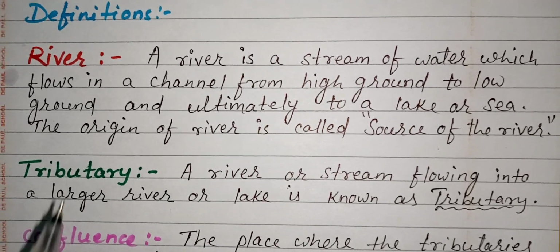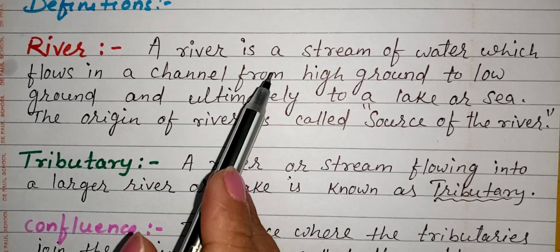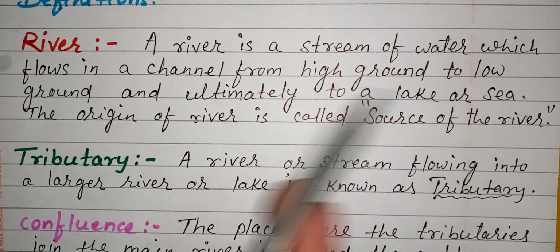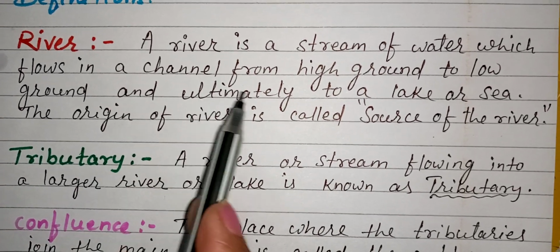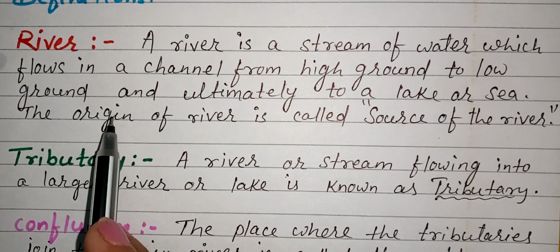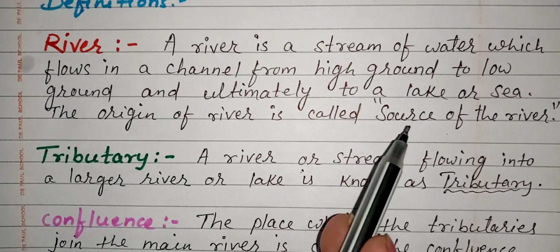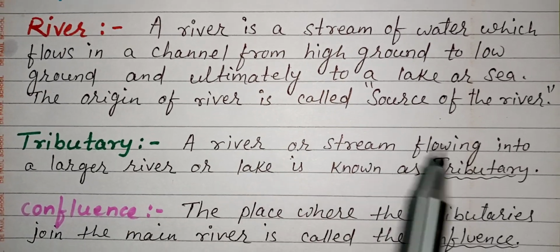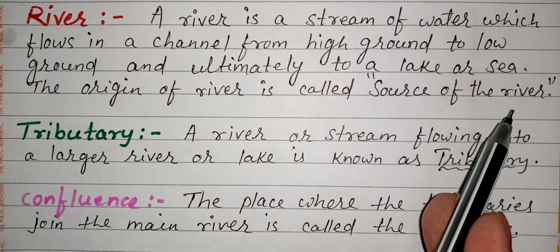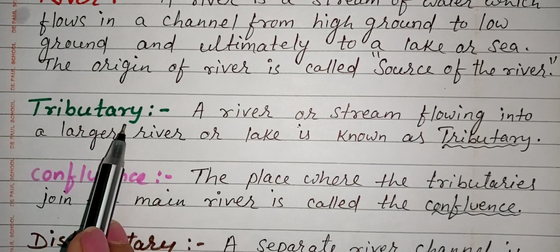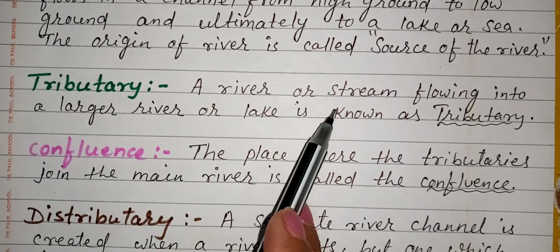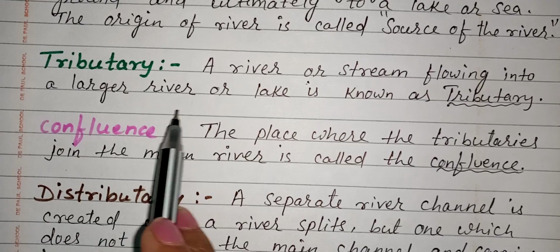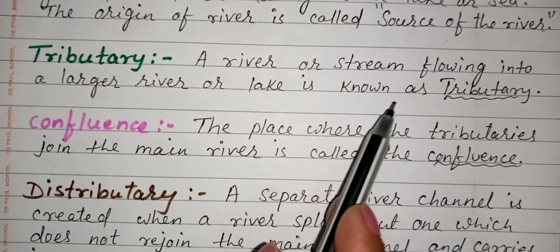First one is river. A river is a stream of water which flows in a channel from high ground to low ground and ultimately to a lake or sea. The origin of a river is called the source of the river. Next is tributary. A river or stream flowing into a larger river or lake is known as a tributary.